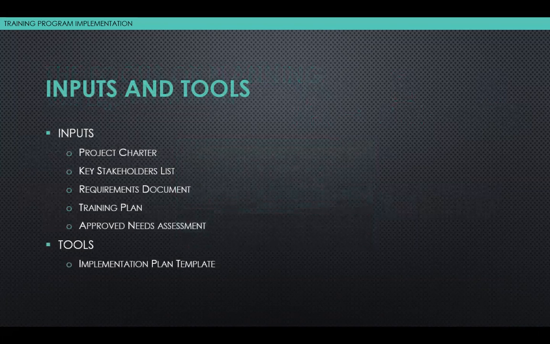Some of the key inputs are going to be the project charter, the key stakeholder list, the requirements document, training plan, and the approved needs assessment. All of those documents will serve as an input here. They should be very fresh and familiar in your mind. We just went through the pre-work stage, which is where you will find some of those documents, in addition to step 1, where you'll find the training plan and the needs assessment as outputs.